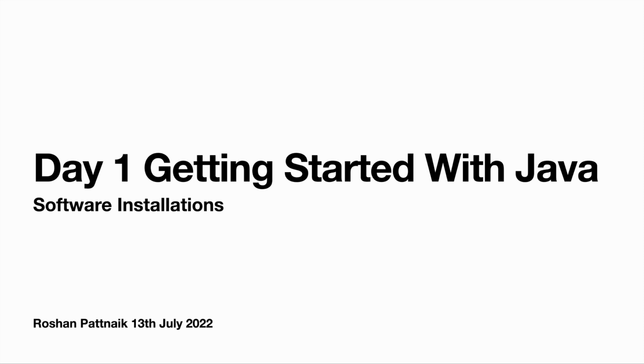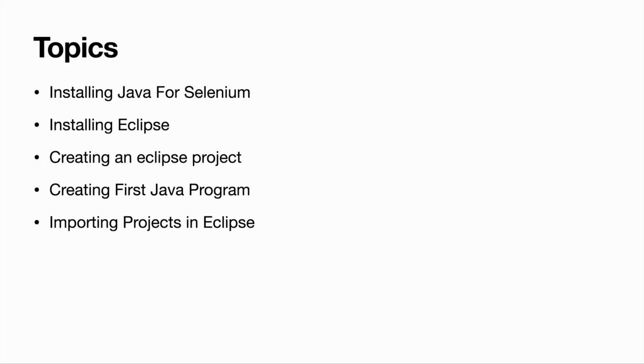Knowing a programming language is mandatory. So let's start with the first tutorial of Java. Here we will be covering Java installation on Mac. Next thing is installing Eclipse, which is an IDE or integrated development environment which we will use to write our Java code. Once we are done with the Java and Eclipse installation, we are going to create our first Eclipse project and write a Java program. Lastly, we would see how to import projects in Eclipse.